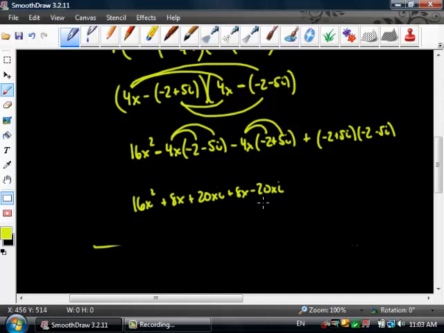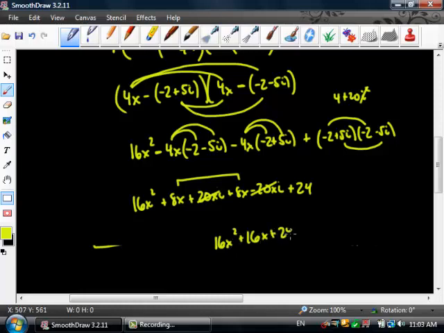Now, what should I be expecting to happen to my i terms? They should always cancel, right? If they didn't cancel, I did something very, very wrong. This is a conjugate, so I don't need to multiply the outers and the inners. I just need to multiply the first and the last, so that's minus 20i squared. What is i squared? -1. So that becomes positive 20, so that is plus 24. What happens to the i terms? They actually do cancel. These two can combine, so I get 16x squared plus 16x plus 24 equals 0. Yeah? No, just leave it.